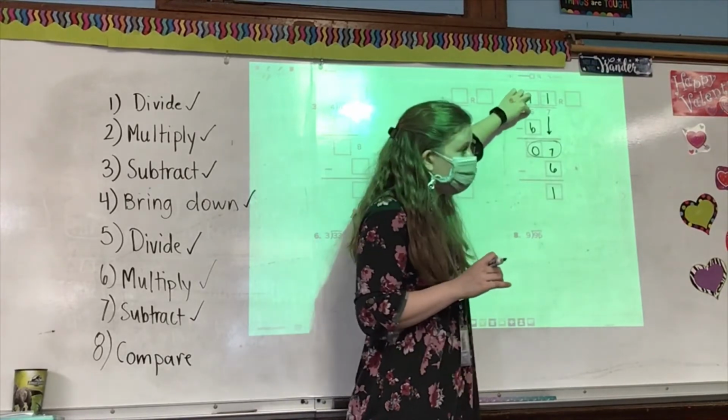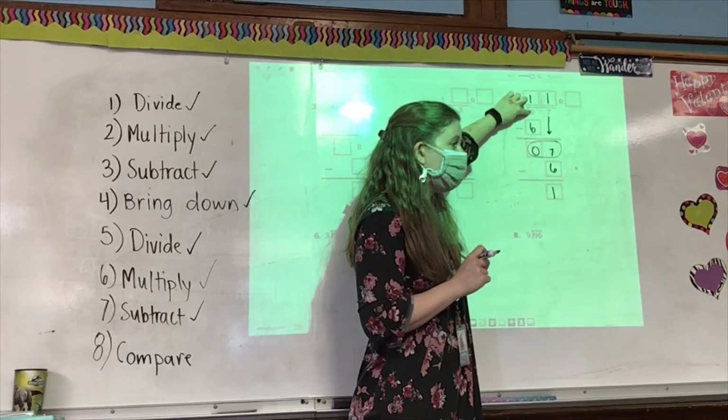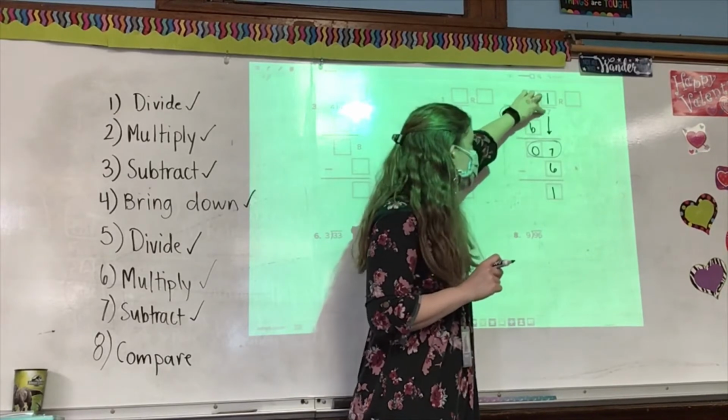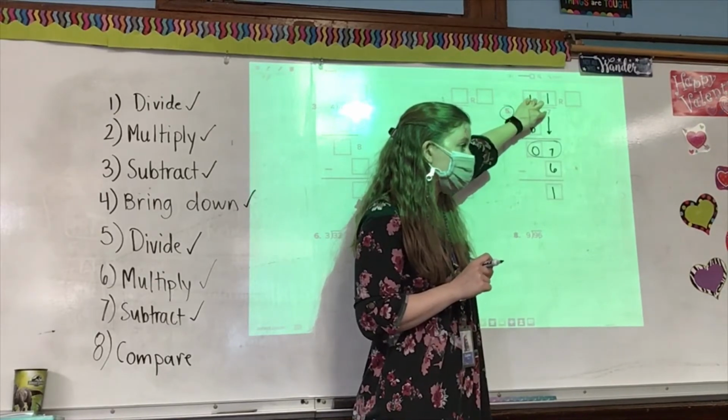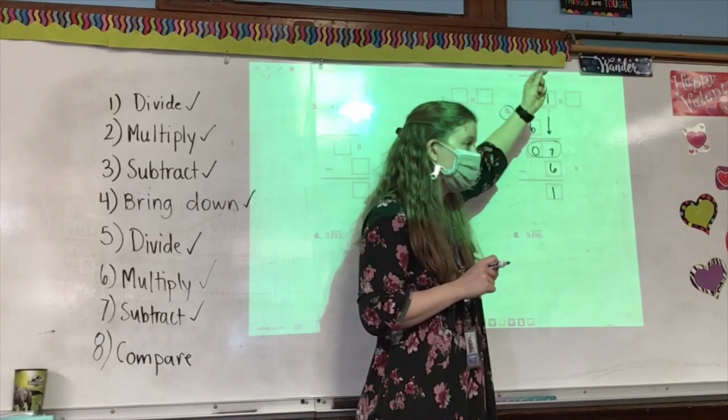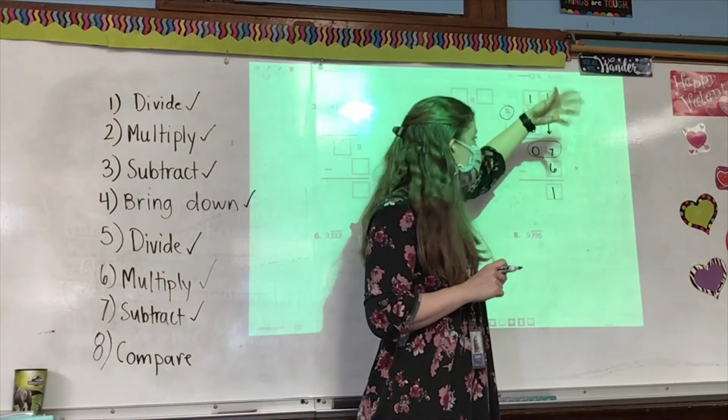Let's look at the first one. Zadie, is there a number or an arrow underneath our first digit? Is there a number or an arrow underneath our second digit? Do we have any other digits? No. So are we done?